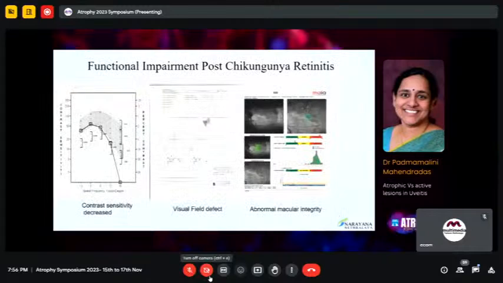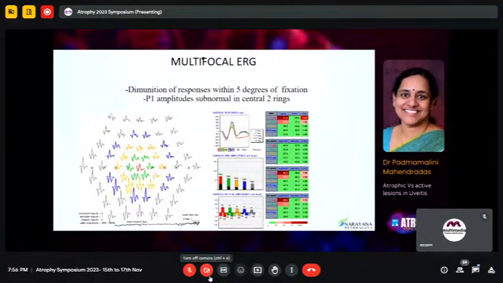What functional impairment occurs following this thinning? There was a decreased contrast sensitivity and visual field defect present corresponding to the areas of the retinitis, and there was an abnormal macular integrity on microperimetry. Multifocal ERG shows diminution of response within 5 degrees of fixation. P1 amplitude subnormal in central 2 rings.